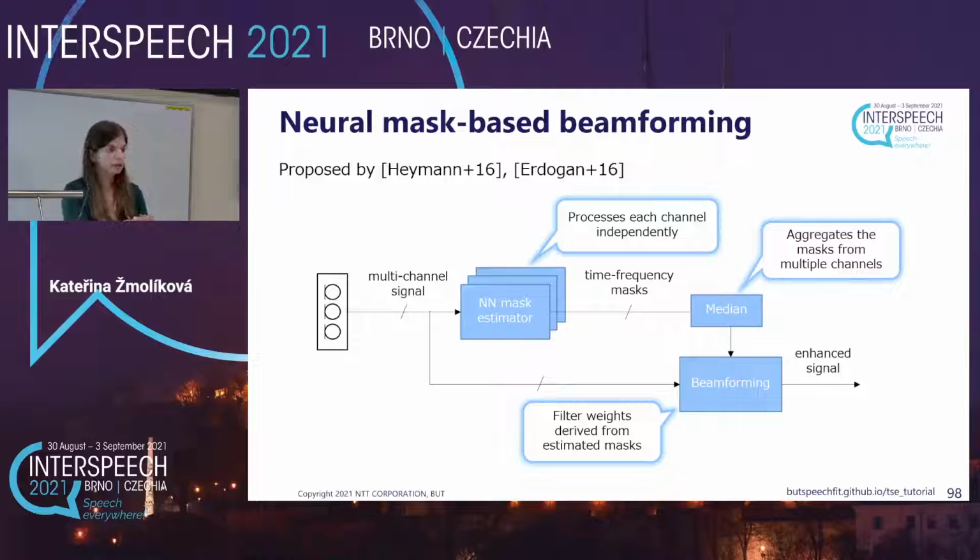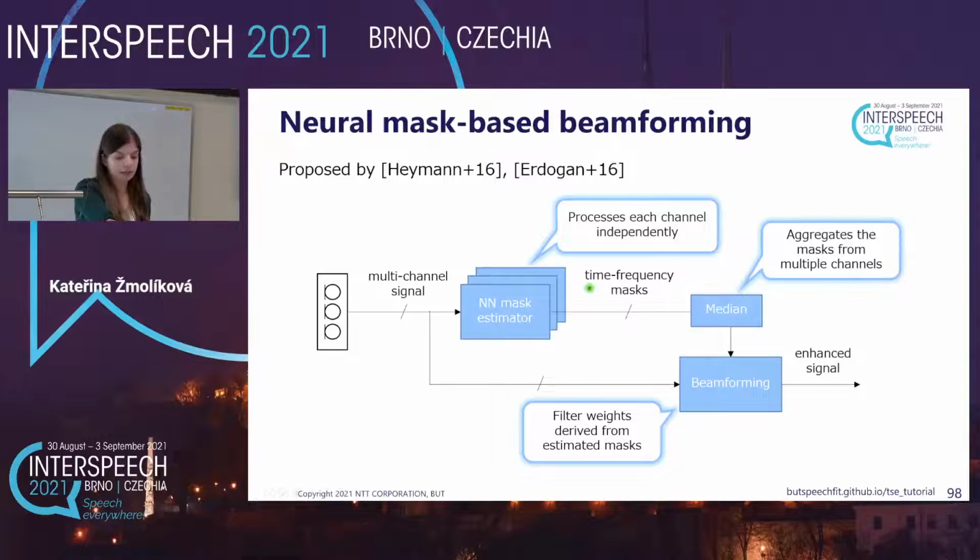Because this tutorial is mainly focused on neural methods, I will also talk about neural mask-based beamforming. This method was proposed by Jan Heyman and Hakan Erdogan, and in this method, the neural network processes the multi-channel signal, but it processes it by each channel independently. So on the input of the neural network, we have only a single channel.